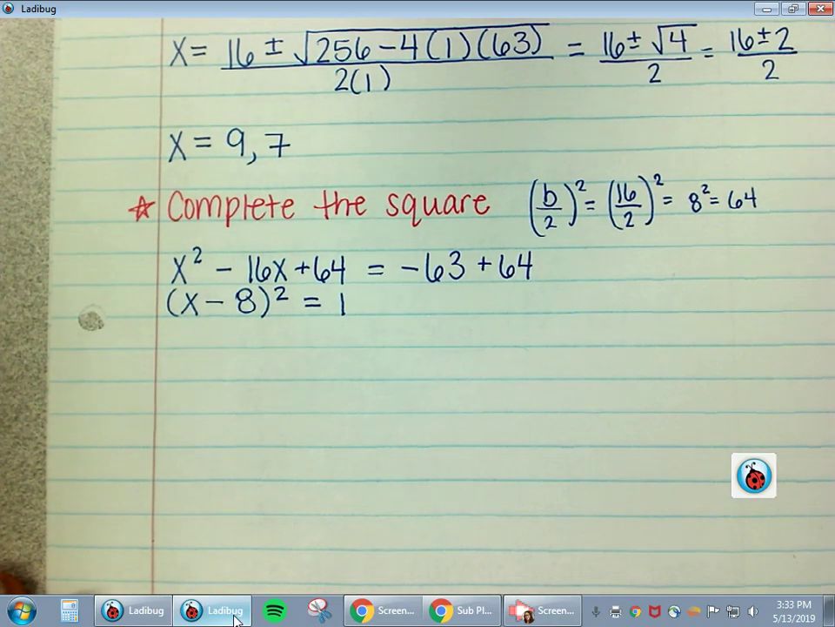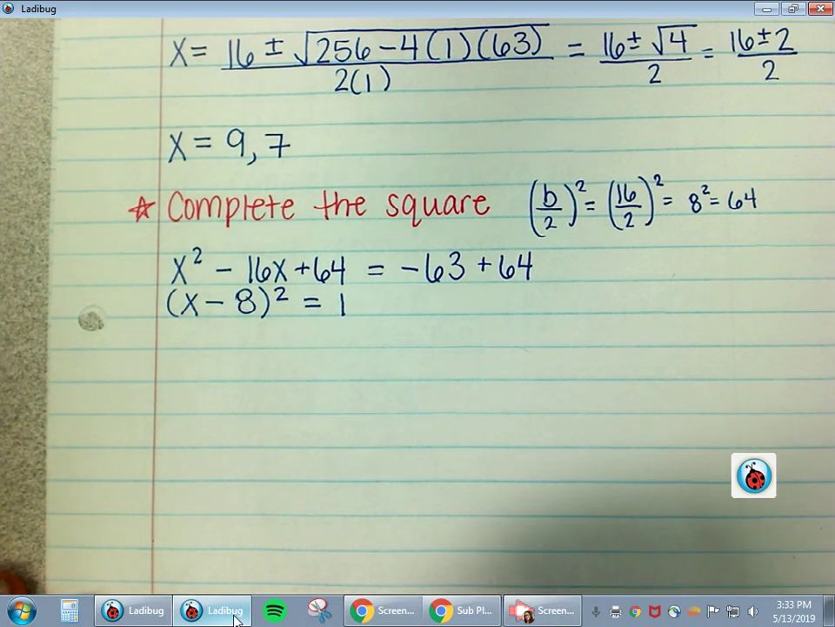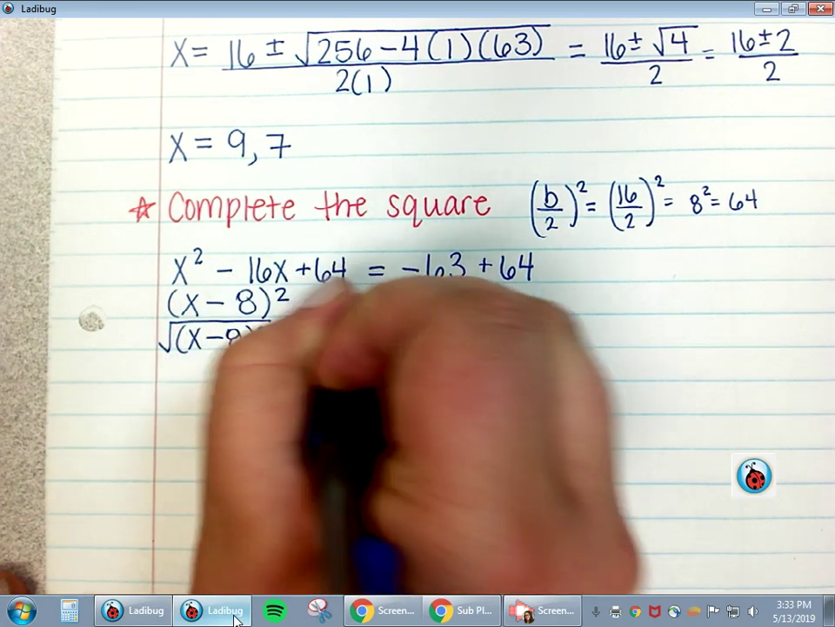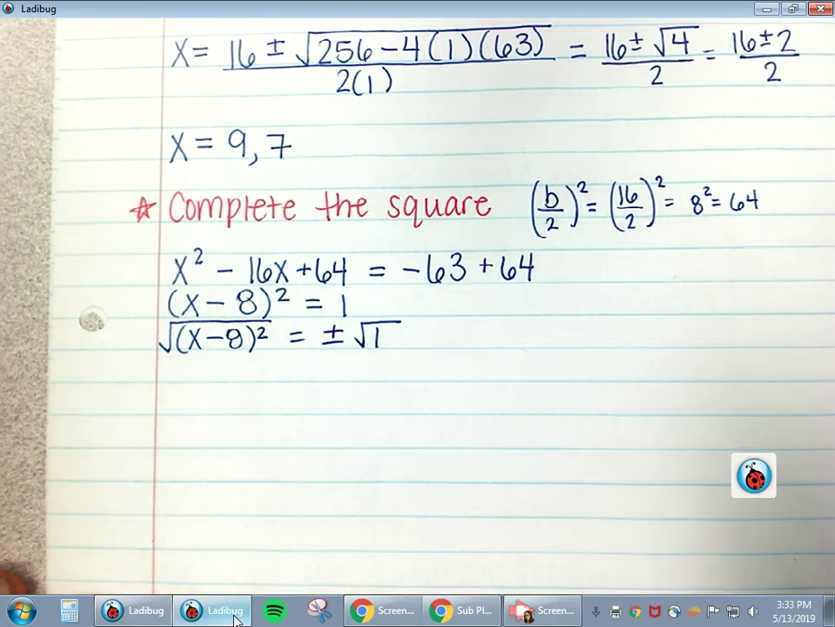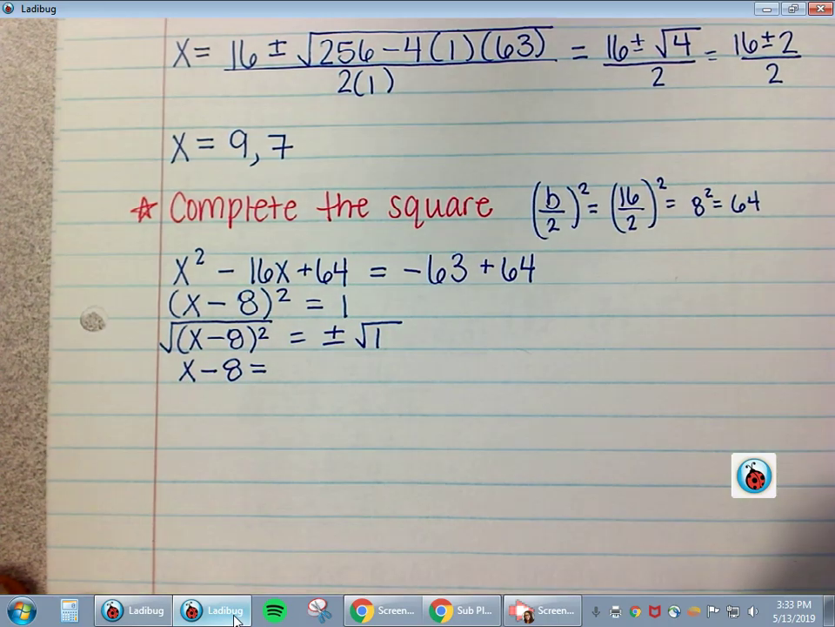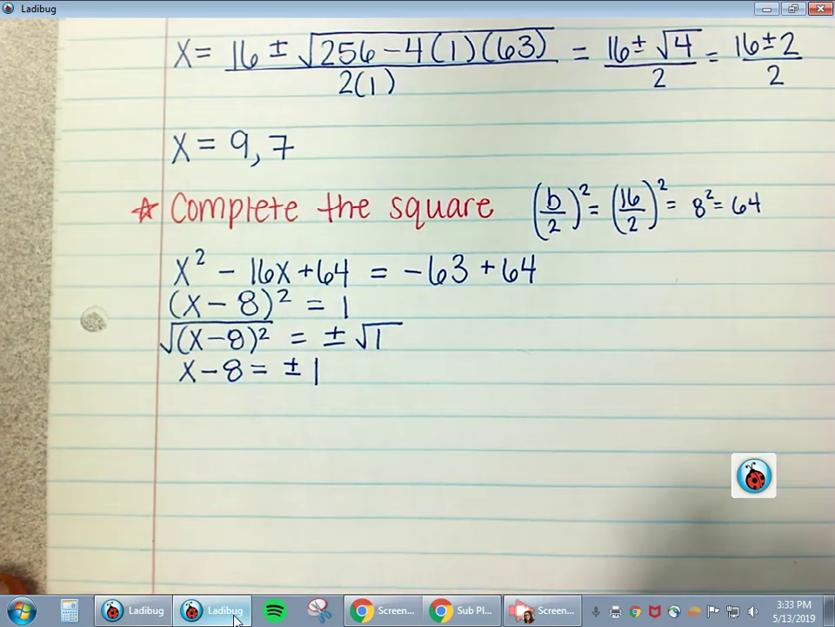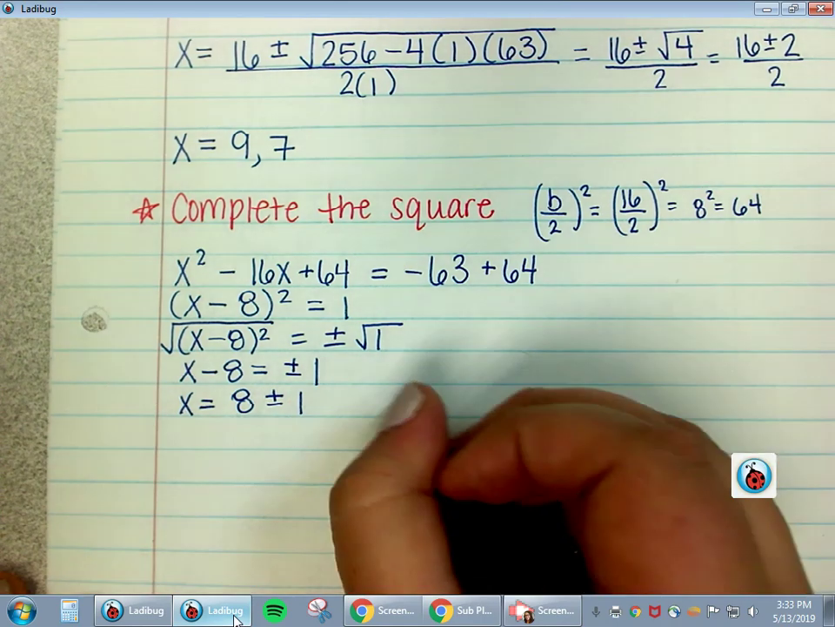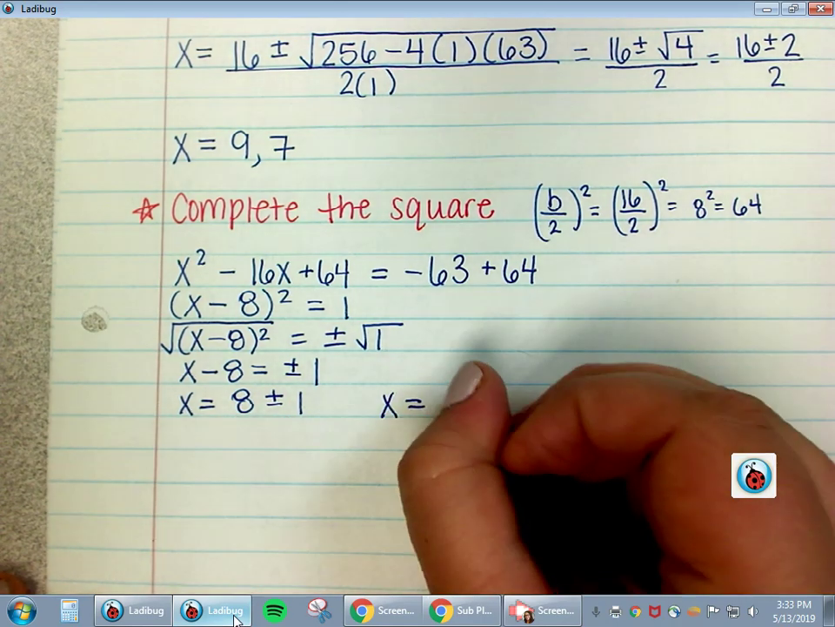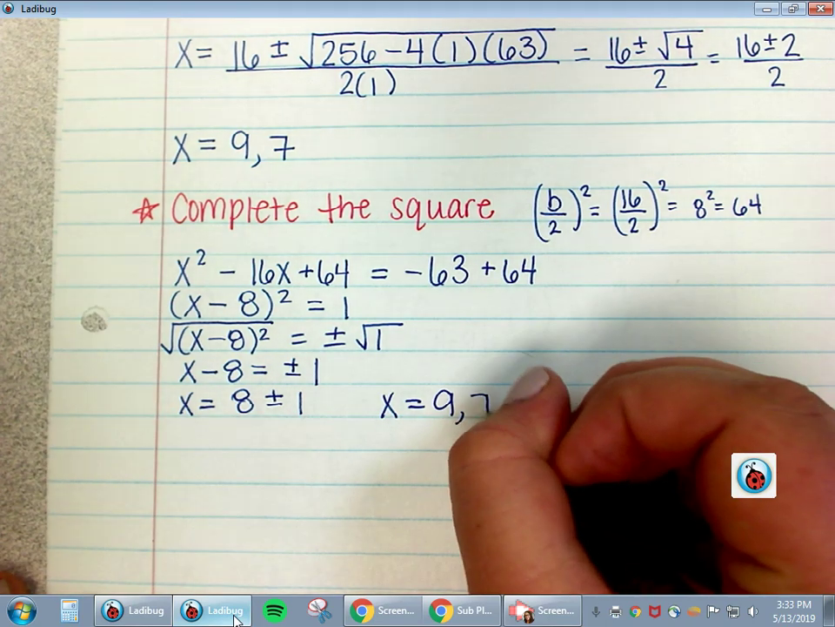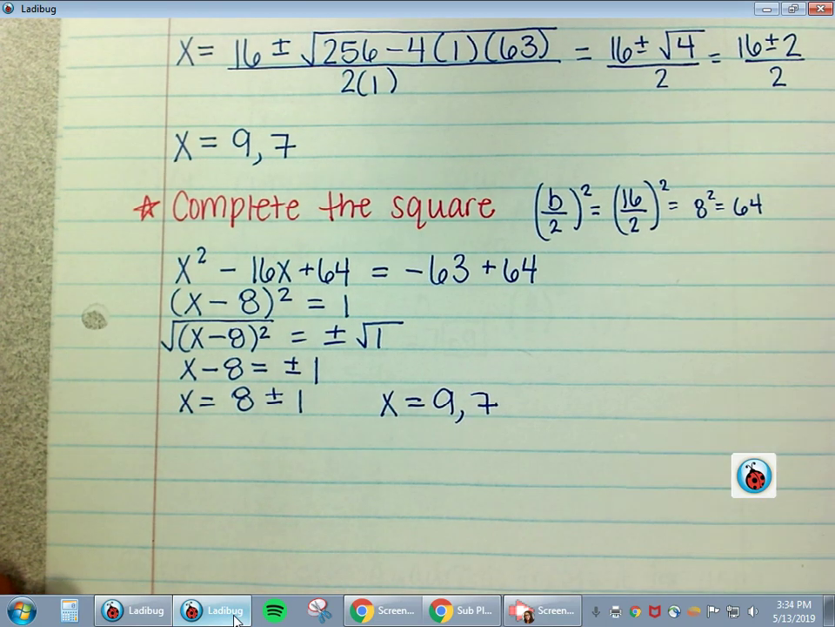And then to solve, I need to take the square root of both sides. So on the left, my square root and my squared goes away, and I just have x equals 8. And on the right, I have plus or minus square root of 1, which is plus or minus 1. Add 8 to the other side, and I've got 8 plus or minus 1. So x equals 8 plus 1 is 9, and x equals 8 minus 1 is 7. So got the same answer again.